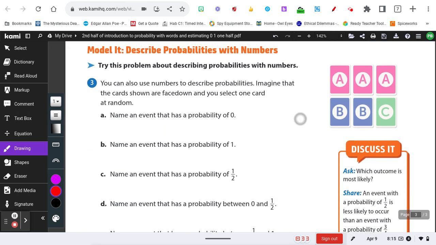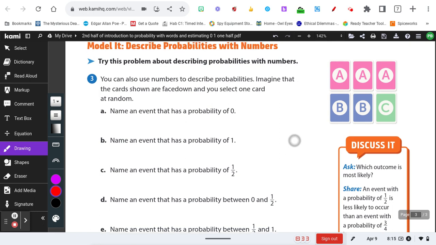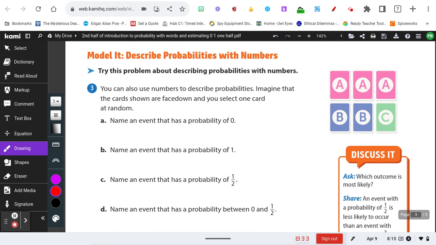Let's take a look at 3. You can also use numbers to describe probabilities. So instead of using words, we can use numbers. We talked about that on Friday, but we're going to go into it a little more today. Imagine that the cards shown are face down. So all these really are face down, and you select one card at random.